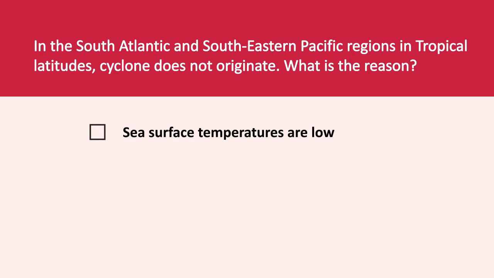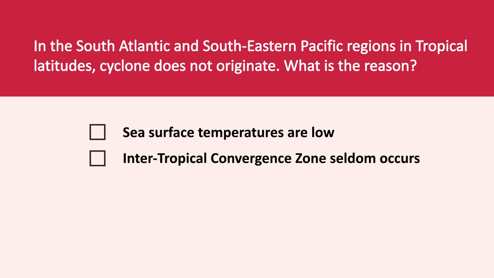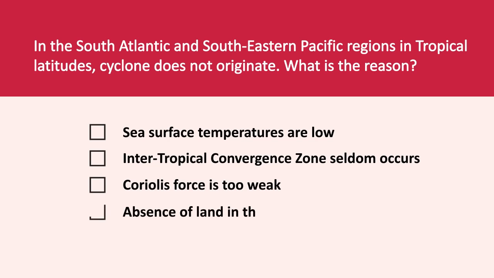The options that were given were: A, sea surface temperatures are low. B, intertropical convergence zone seldom occurs. C, Coriolis force is too weak, and D, absence of land in those regions. This question has been knowledge based. It is analysis based, it is concept based, and everything.